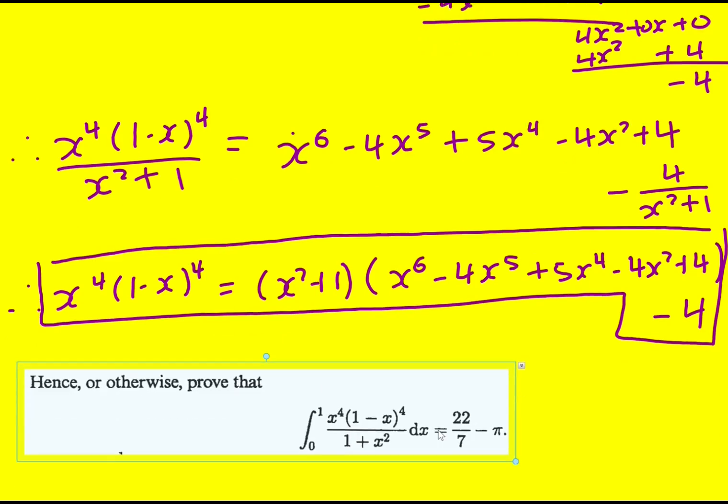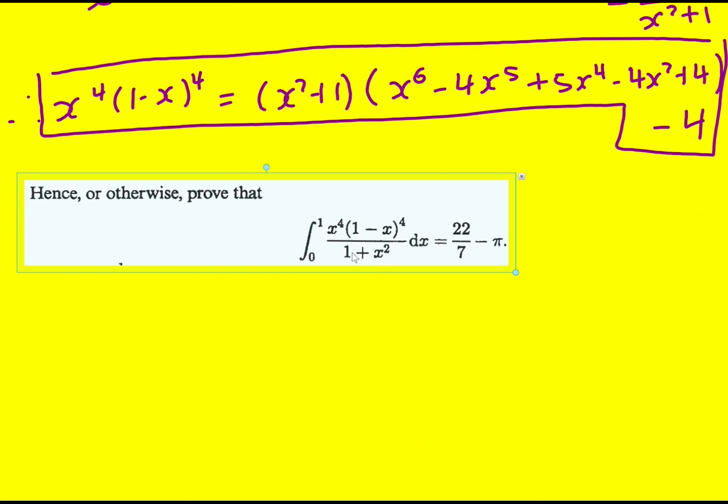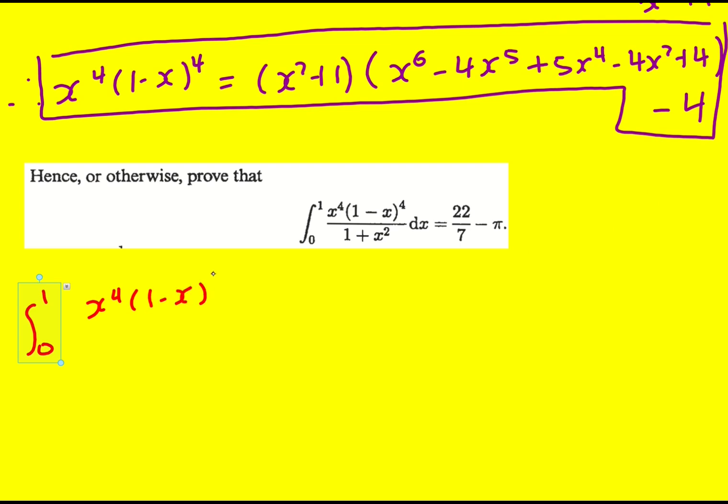Hence or otherwise, prove that this is true. Okay, we definitely want to use the hence here rather than trying to do this integral using another method. So our integral from 0 to 1, this actually, I want it back now as I kind of did it when I did my division. It's going to become the integral from 1 to 0 of our quotient when we did the division.